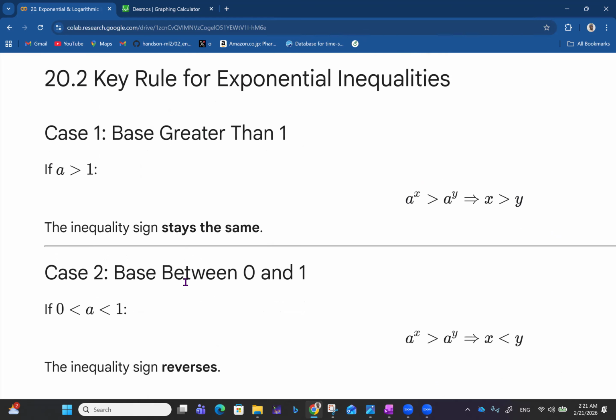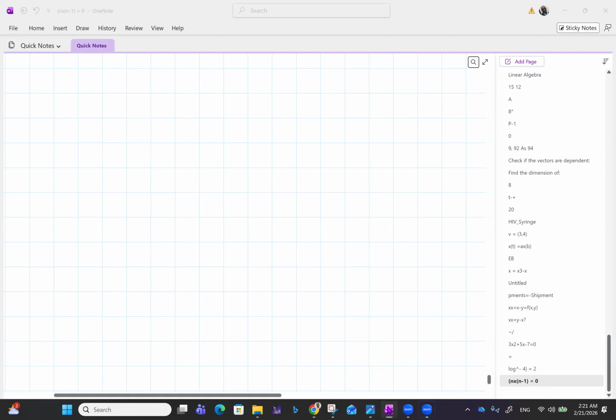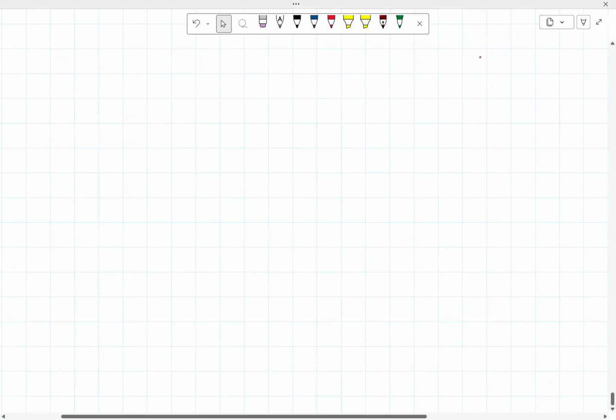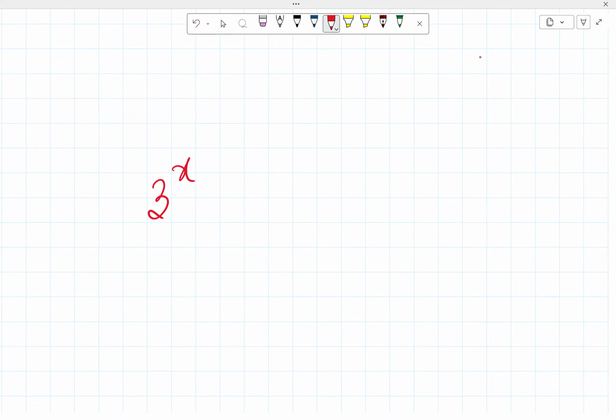Then case two: if the base a lies between 0 and 1, meaning the base is like 1 over 10, 0.5, 0.323, whatever, then because it's between 0 and 1, a raised to power x greater than a raised to power y implies that x is less than y. And that makes sense, right? Let's say we have 3 raised to power x greater than 2 raised to power y. Of course, 3 and 2 are both greater than 1.